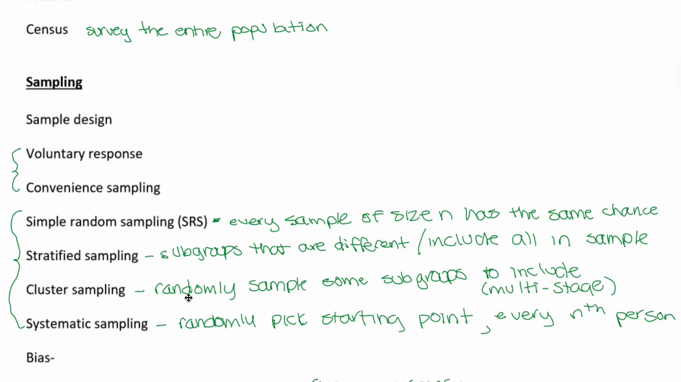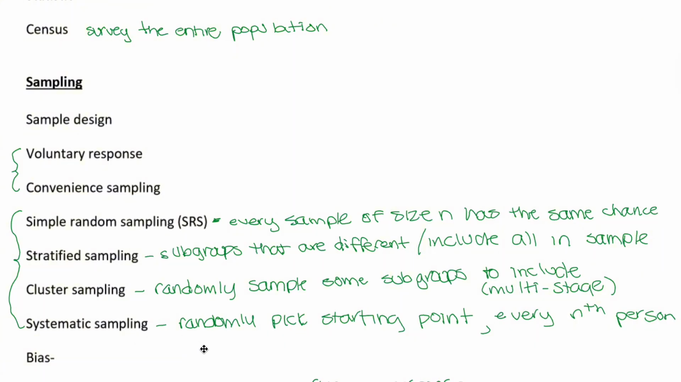Cluster sampling is randomly sampling some subgroups to include. It also can have multiple stages. What differentiates that from stratified sampling is that in stratified sampling, every subgroup is different. We clearly know that they're different. But for cluster sampling, we assume that the subgroups are not that different from each other. So it doesn't matter which group I'm taking, because all of them are similar to each other. So I can just take 1 or 2 groups to do the experiment for the whole population.